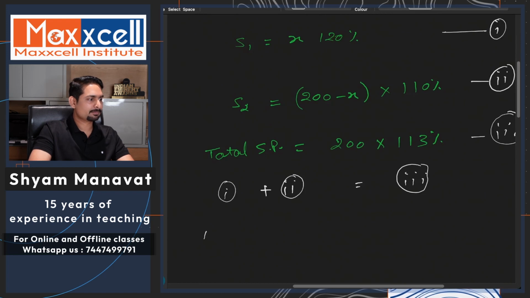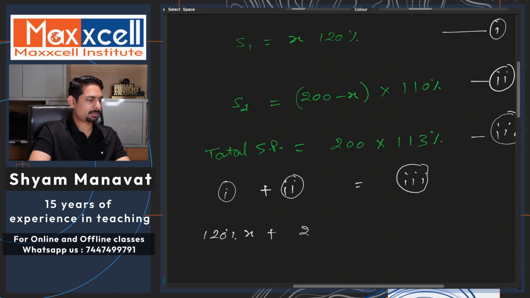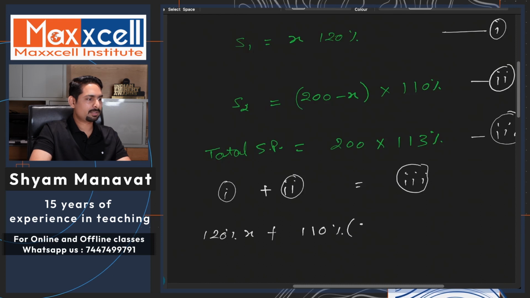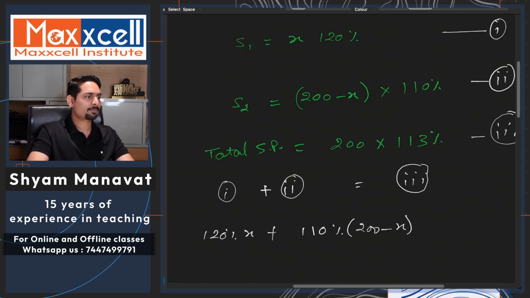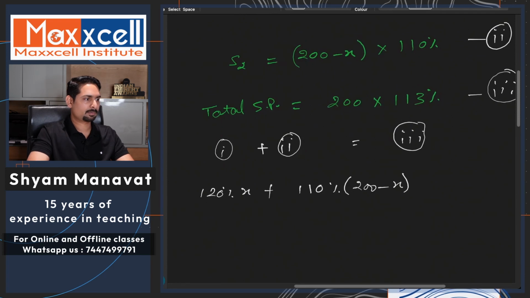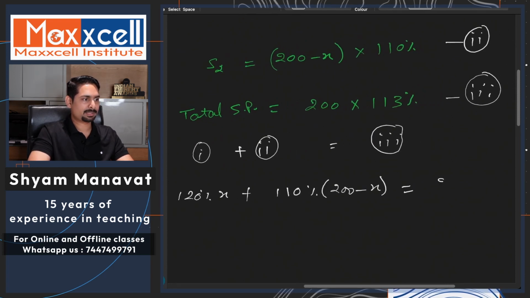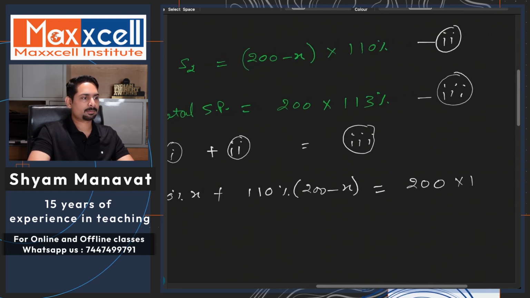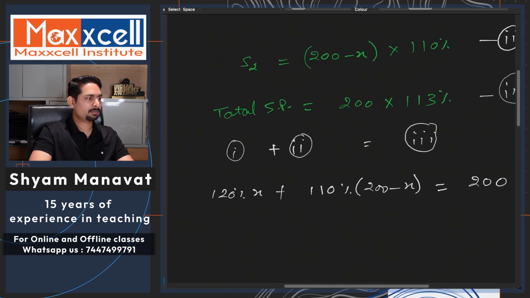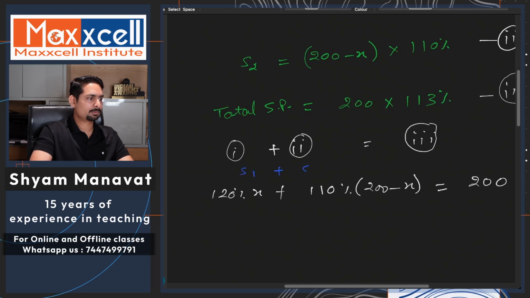120% of X. S2 is 110% of 200 minus X, and the third equation, which is total selling price, 200 into 113%. Okay. What I have done here? I have added S1 plus S2 to get the total selling price, and then I made it equal. Okay.